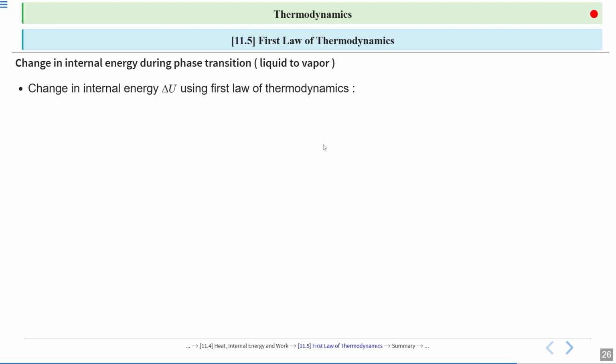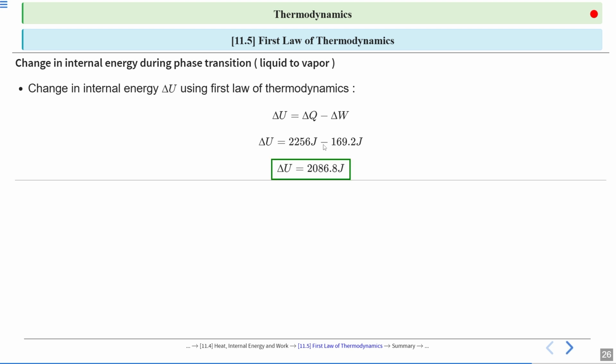Now the change in internal energy delta U, here we will calculate using the first law of thermodynamics. Mathematically, first law of thermodynamics, delta U is equal to delta Q minus delta W. So put the values of delta Q and delta W: 2256 joule minus 169.2 joule. Solving this, you will get 2086.8 joule. So this is the change in internal energy during phase transition, or we can say liquid to vapor.